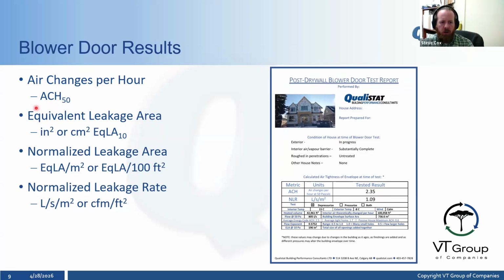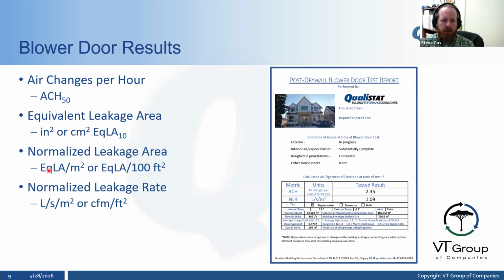We also have a metric called equivalent leakage area. This is done in square inches or in square centimeters at a pressure of 10 pascals. This one is not well reflected. No, it is. It's reflected right here at the bottom. So in this one, it was 196 square inches.